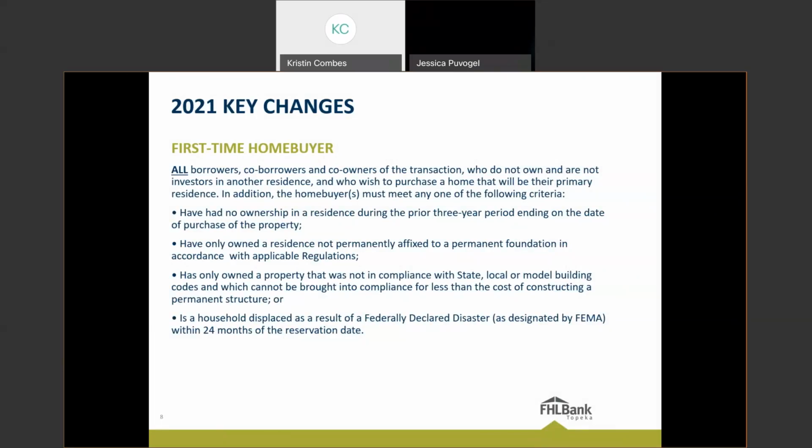In addition, a divorced individual that only owned a home with a former spouse no longer qualifies as a first-time homebuyer. The divorced individual would have to wait the 3-year period from the end of ownership date. The majority of homebuyers are going to qualify under the first bullet point, which is that they have had no ownership in a residence in the last 3 years.